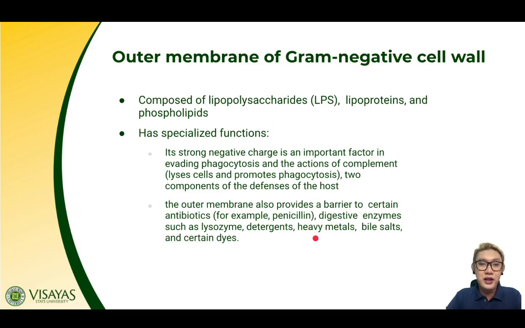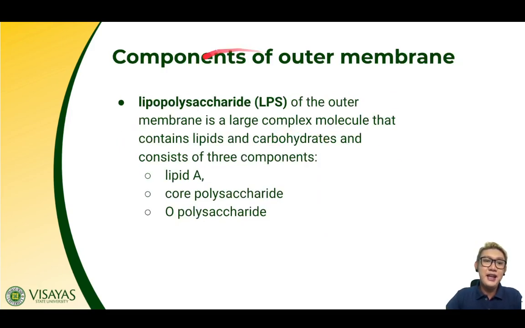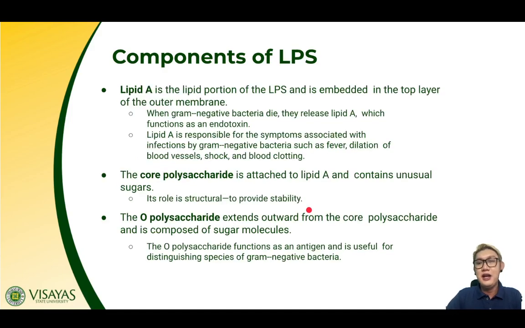Aside from that, it could also be a barrier for digestive enzymes such as lysozyme, detergents, heavy metals, bile salts, and certain dyes. As we've said, lipopolysaccharides are found in the outer membrane. It is a large complex molecule that contains lipids and carbohydrates and consists of three components: the lipid A, core polysaccharide, and O polysaccharide. The lipid A is the lipid portion of lipopolysaccharide and is embedded in the top layer of the outer membrane. So when gram-negative bacteria die, they will release lipid A, which functions as an endotoxin.